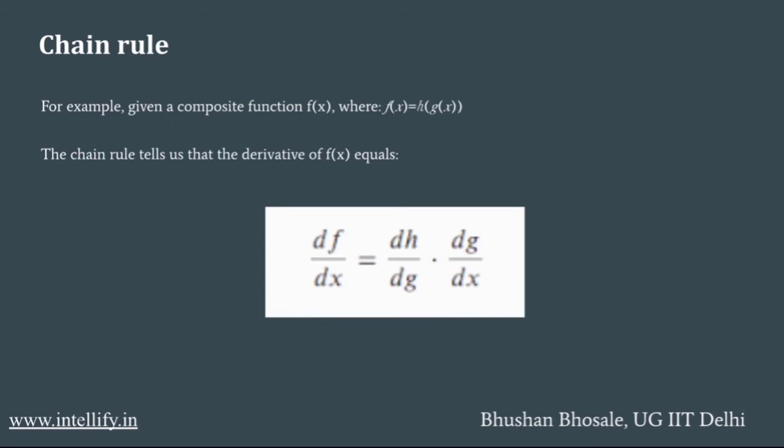Now, for example, given a composite function f of x where f of x is equal to h of g of x, the chain rule tells us that the derivative of f of x, df upon dx, is equal to dh upon dg into dg upon dx. We can also say that f prime x is equal to h prime g of x into g prime x. Okay.